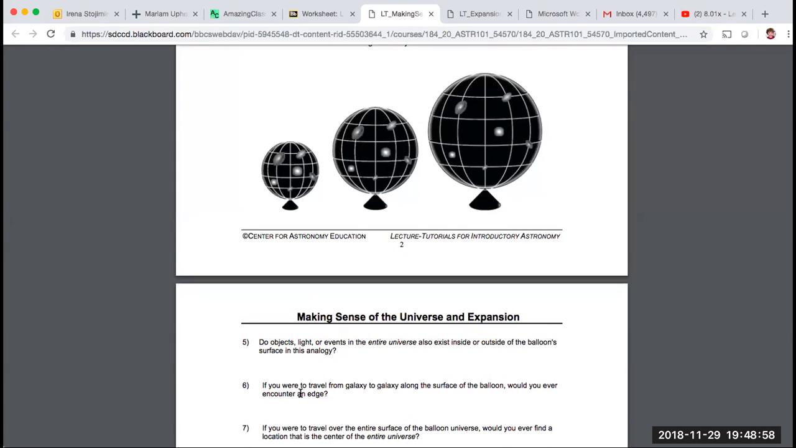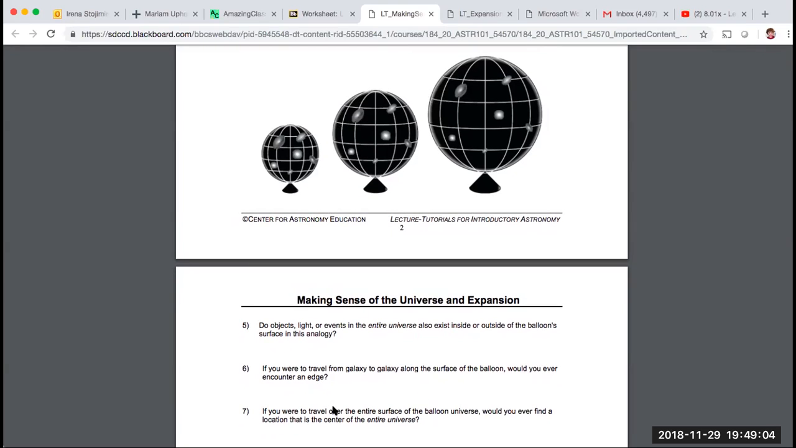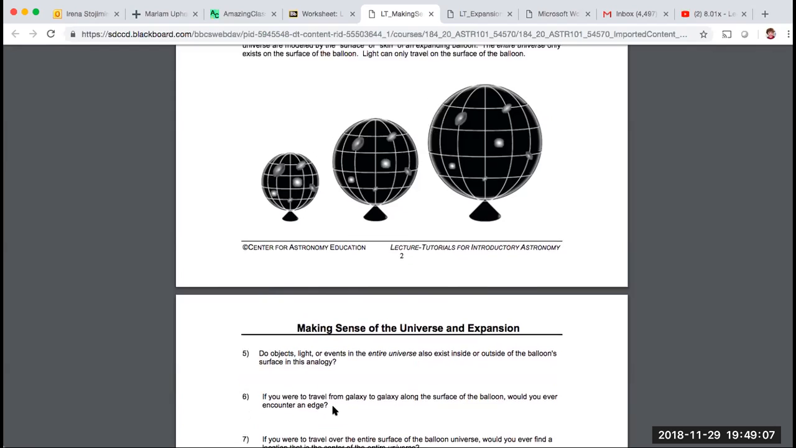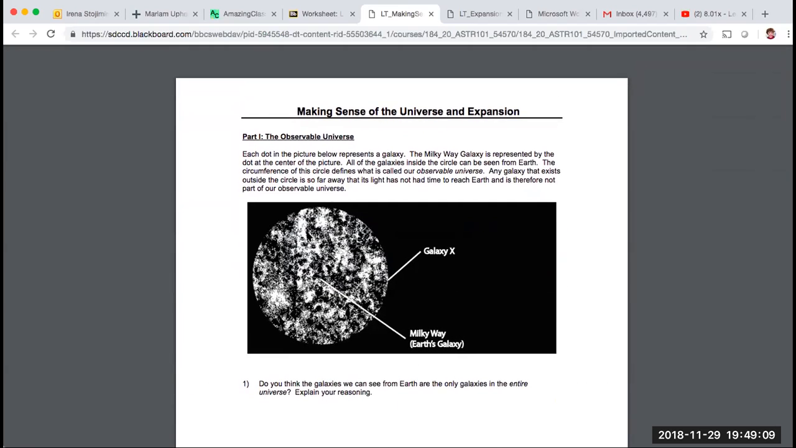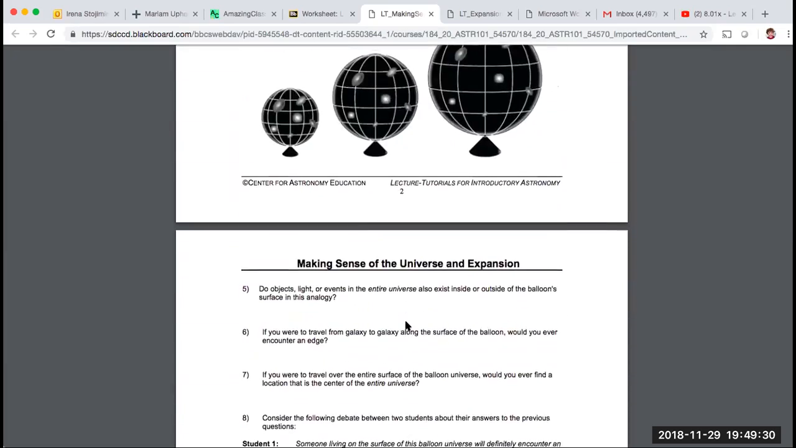Yes. Okay, if you were to travel from galaxy to galaxy along the surface of the balloon, would you ever encounter an edge? No. Never. Very good. That's kind of what they're hitting over here. Standing here, this appears for you to be the edge, but it's not the edge, because if you're galaxy X, you see a completely different set of galaxies over here, right? But you don't see these galaxies. But it doesn't mean that beyond your edge, the universe does not exist. It does exist. You just cannot see because of the finite speed of the light, right?